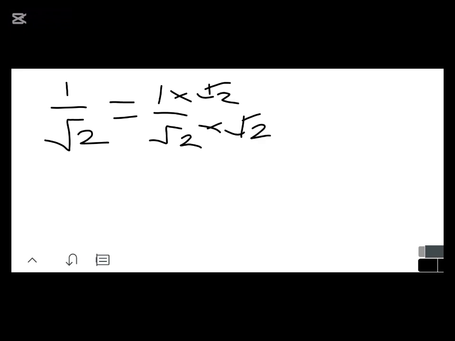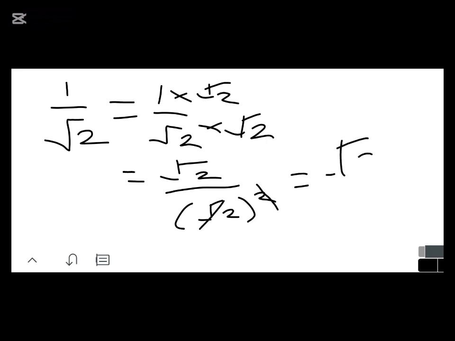So this one will give us 1 times square root of 2 is square root of 2 all over square root of 2 times square root of 2. This will give us square root of 2 square. Then this square will cancel the square root sign, giving us square root of 2 over 2. Let's take another and complex example.